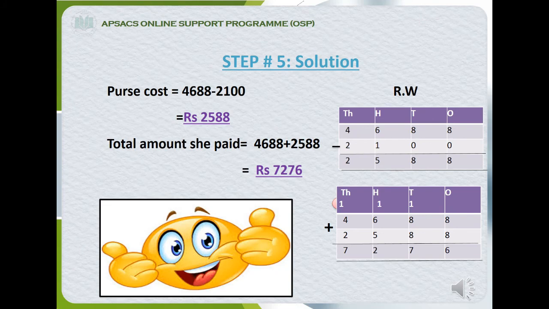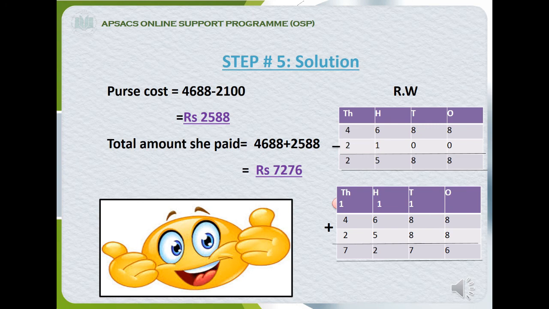The last step is to solve the problem. And students, to solve the problem, first we have to find out the purse cost. For this, we are going to subtract 2,100 from 4,688, that is the bracelet cost. So when we subtract 2,100 from 4,688, we get 2,588. Now we know the cost of the purse.